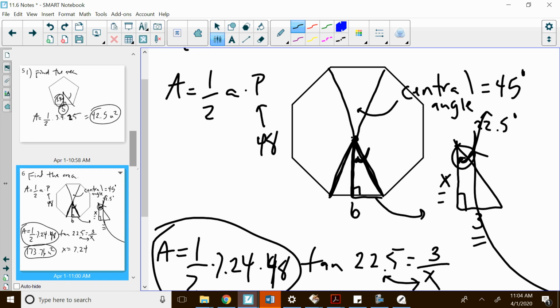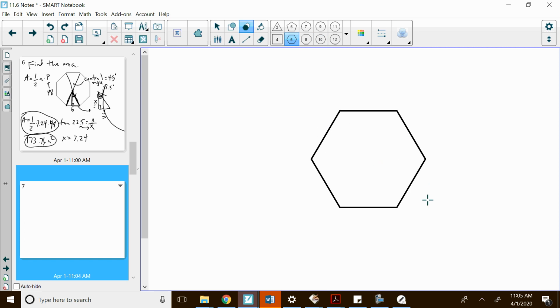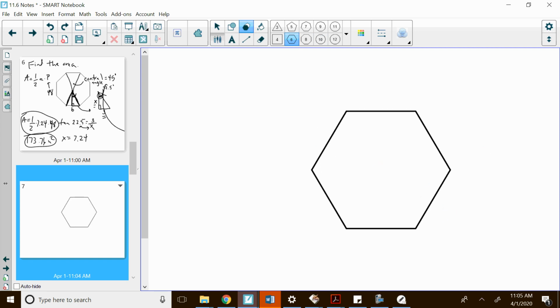We're going to do one more problem, then I'll set you free for the day. We're at 13 minutes. One more problem. Okay, let's draw a hexagon. I'm going to give you the apothem, and that's all I'm giving you. This guy right here, let's go as 10 centimeters.